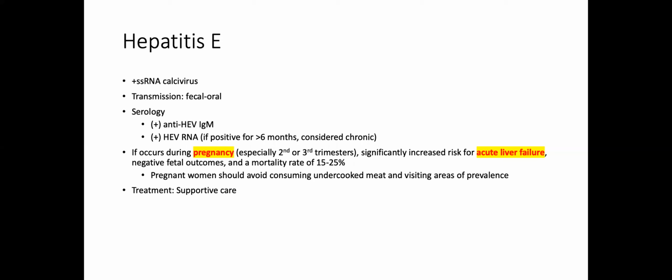If it occurs during pregnancy, usually in the last trimester, there is a significant increase in risk for acute liver failure. That is what I would know about Hep E. I would know Khaleesi, RNA, and I would know if it occurs in pregnancy, acute liver failure. So a question could be, a pregnant patient has a positive infection with a single-stranded RNA Khaleesi virus. What are they at increased risk for? Acute liver failure. So okay, what is a single-stranded RNA Khaleesi virus? Hep E, and then what happens during pregnancy if I get Hep E? Acute liver failure.